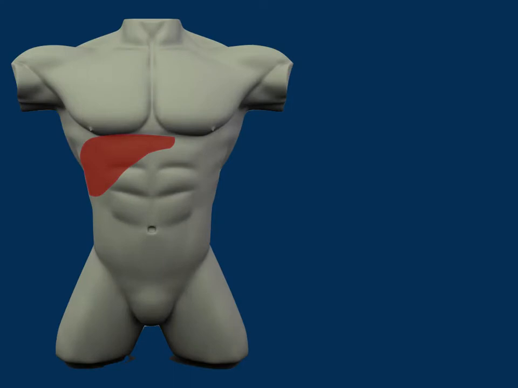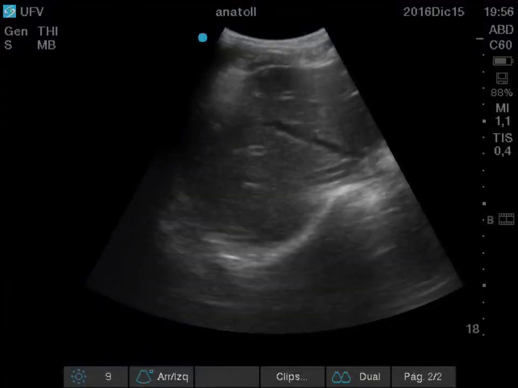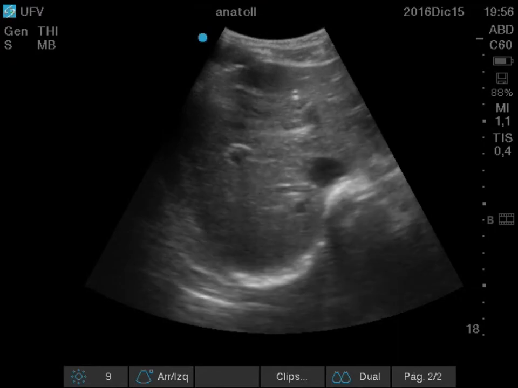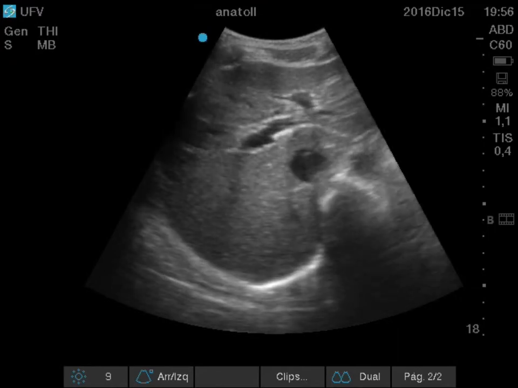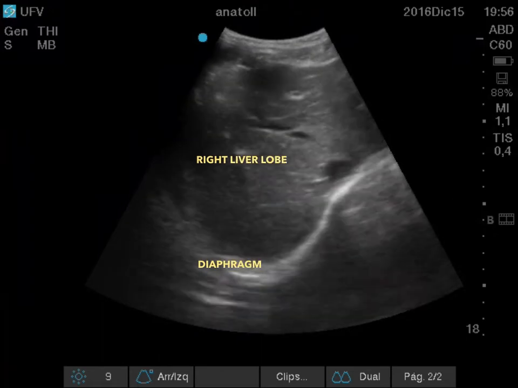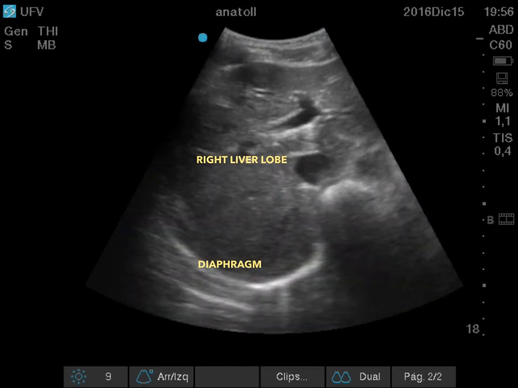These two approaches are perfect to assess the left liver lobe, but when we need to get into the details of the right liver lobe, we need to place our probe into an oblique position, placing the probe marker towards the patient's right. So it's an actual subcostal oblique scan. We can fan up and down from more superficial to deeper cuts, so we will see different structures. But mainly the biggest part of the organ is the right liver lobe, and the deepest part of the screen is the diaphragm.